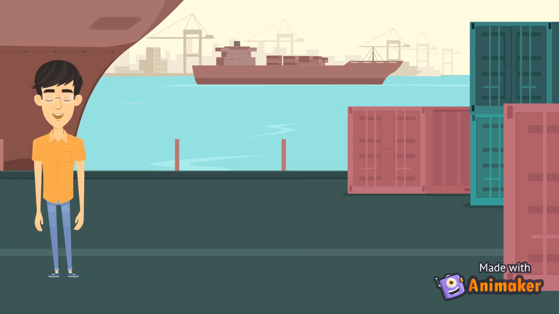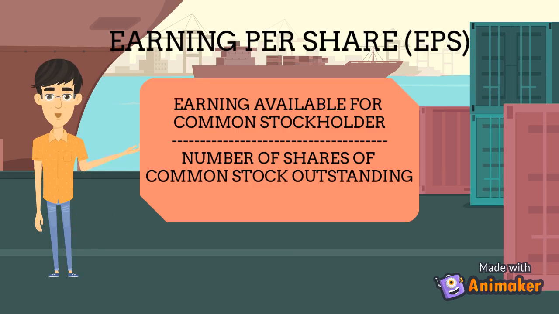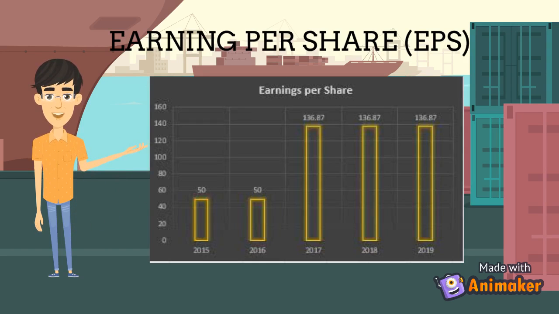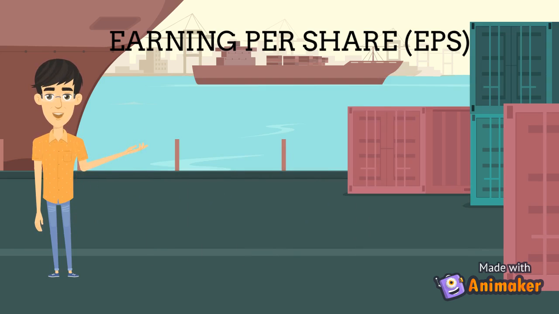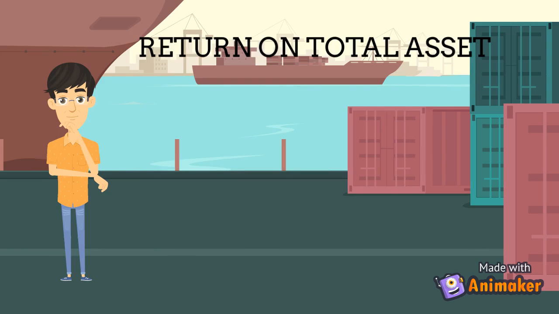Next we're going to look at earnings per share. Earnings per share is of interest to present or prospective stockholders and management. The formula for EPS is earnings available for common stockholders divided by number of shares of common stock outstanding. In the years 2015 and 2016 the EPS is the same, 50.0. Meanwhile for the rest of the 3 years the EPS is also the same, 130.